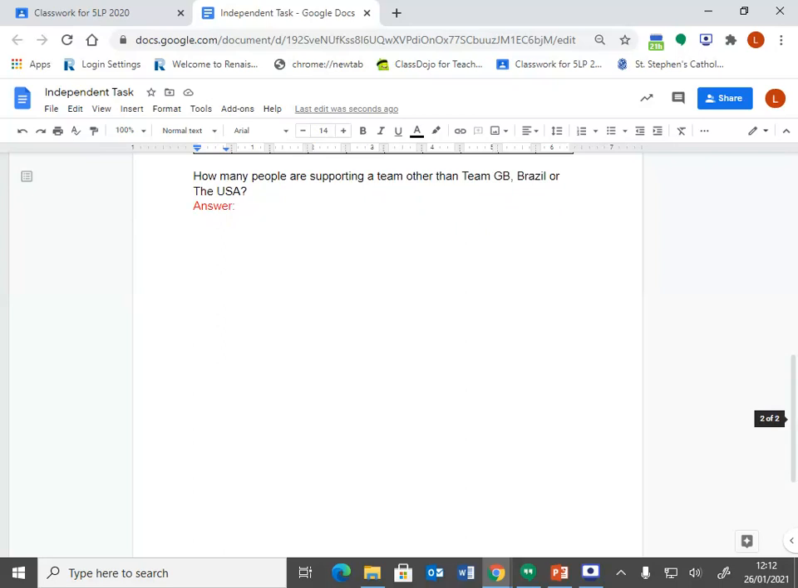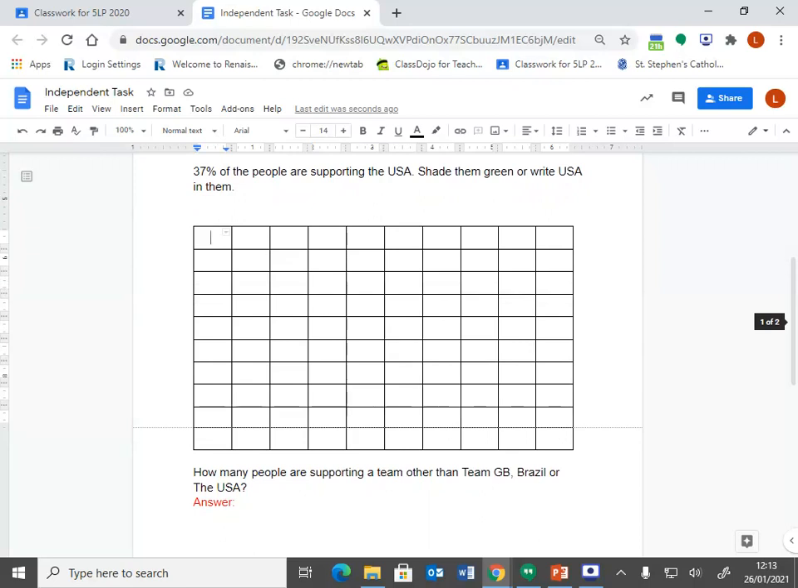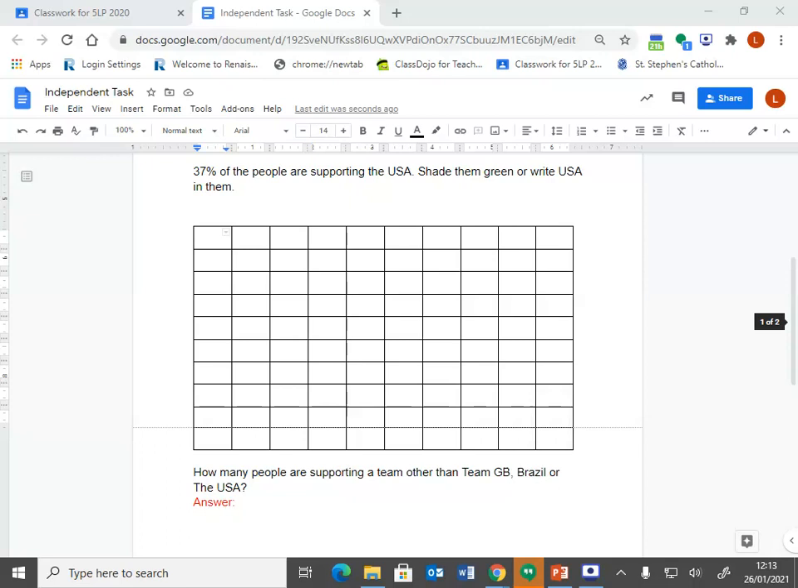How many people are supporting a team other than Team GB, Brazil, or the USA? So that's going to be how many percentages you have left. Now, I would recommend for this type of question that you do it in an orderly manner, that you start with the top left and you do all of GB, and then you carry on with all of Brazil, and then you carry on with all of the USA. See how many you've got left.